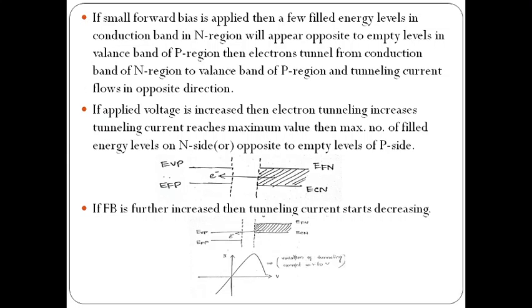So you can observe here the decreasing point. The peak point is the maximum current, the maximum tunneling current, and then it decreases. Then after, again it will increase. That lower point is called the valley point.